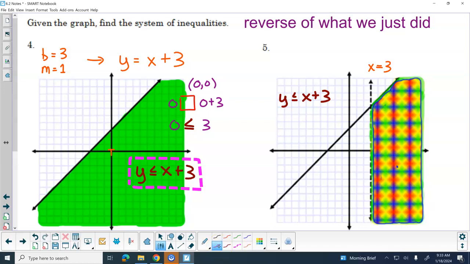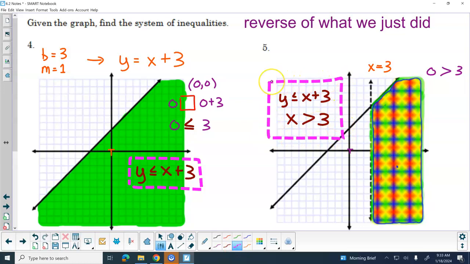So we want to put, because our test point would be here then. So if we put in 0 and then 3, we want that to be a false statement, right? So we want to go that way with no equals component? Exactly. So we would say here then that this would be x is greater than 3. And those two together then is that system. With me?